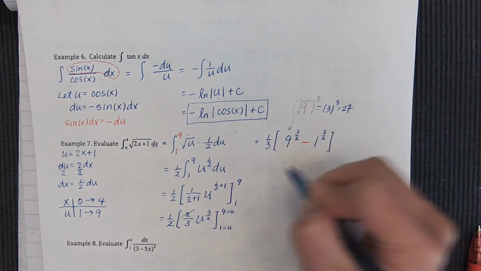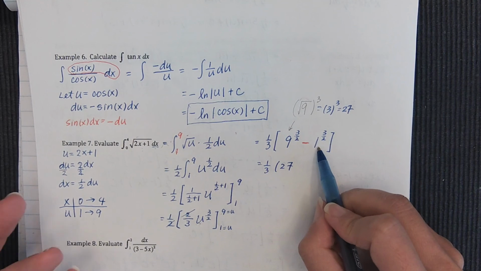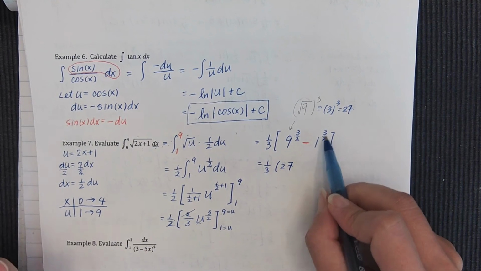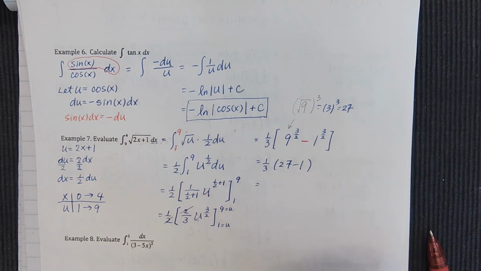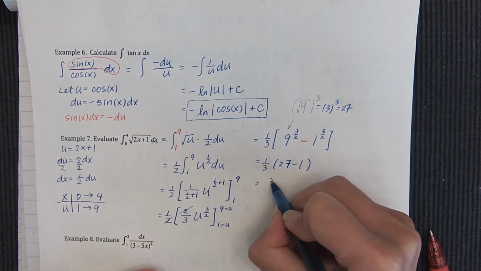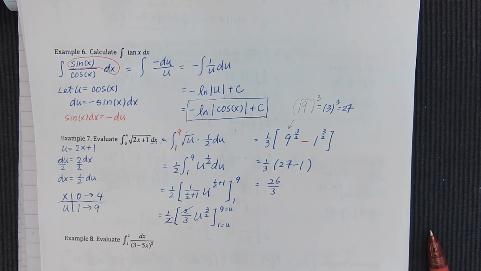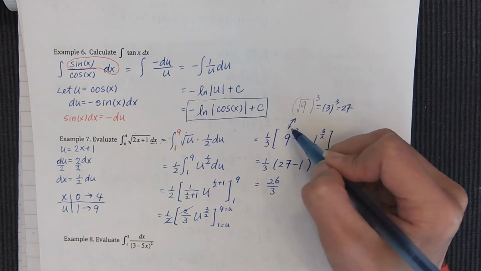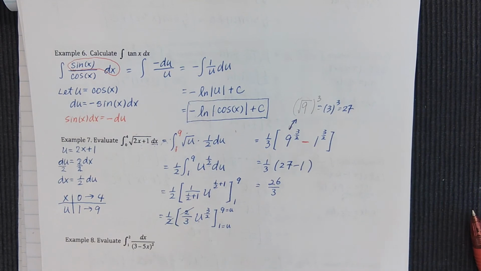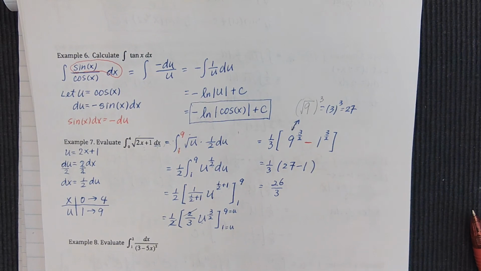So it's 1/3 times 27, no? But the 1 is always 1 no matter what power you have. So it's just 1. The answer is 27 minus 1, which is 26/3. So that's the answer. Are you guys okay here? Do you have any questions? You good? Okay, perfect.